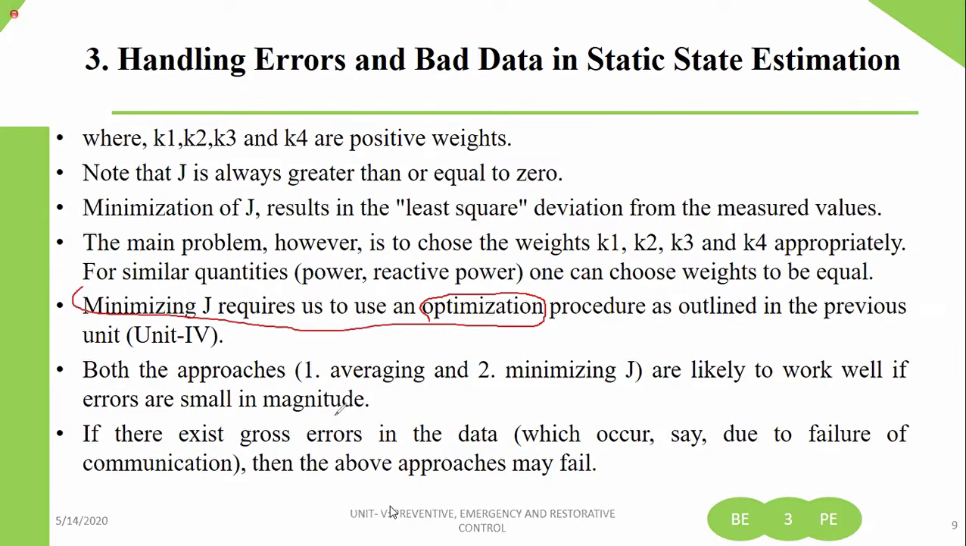Then it says static state estimation still has some problems or disadvantages. In both approaches, first you try to average and find del 1 minus del 2. Second, you try to minimize, because we are trying to minimize the deviation. Least square deviation from the measured value, minimize it, is likely to work well if errors are small in magnitude.